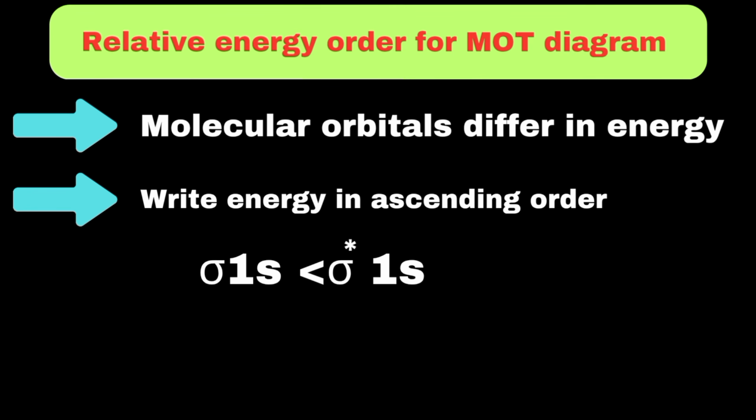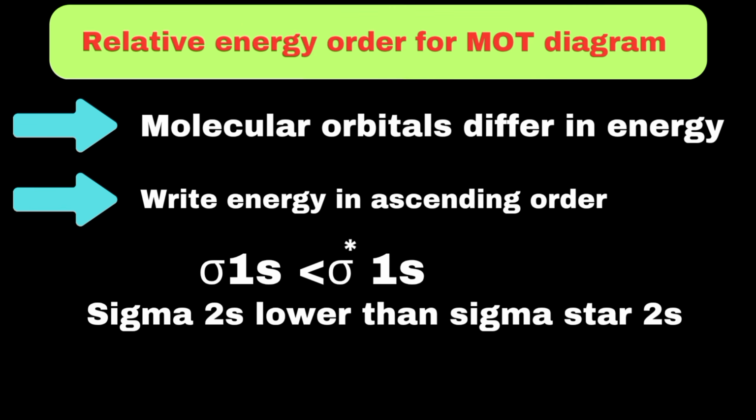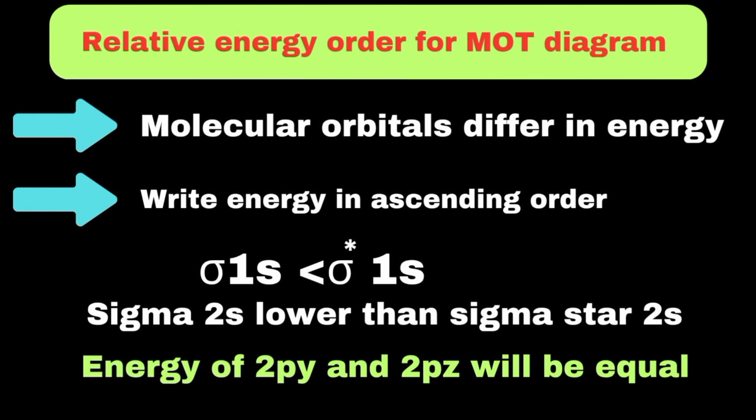1s. Similarly, if a molecule also has 2s orbitals involved in mixing, we can say that the energy of sigma 2s will be lower than sigma star 2s. But one thing we need to keep in mind is that the energy of pi 2py and 2pz will always be equal. So, by following this simple concept, we can write the energy order for any molecule.